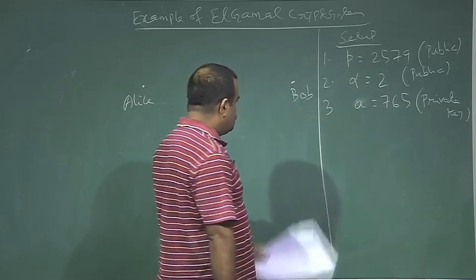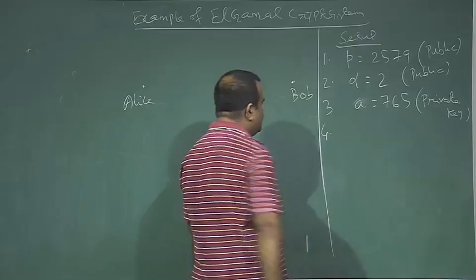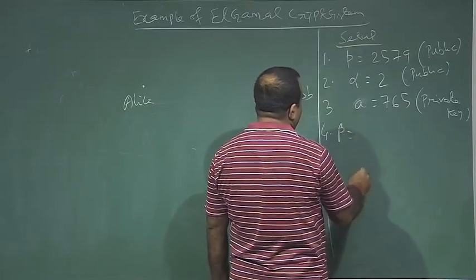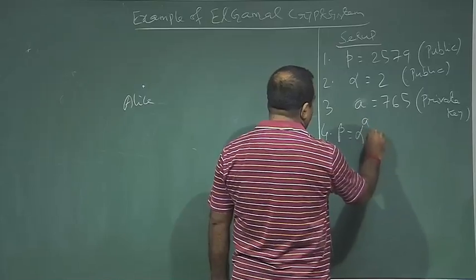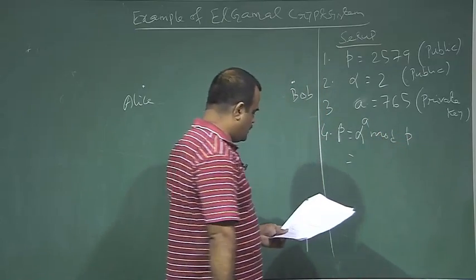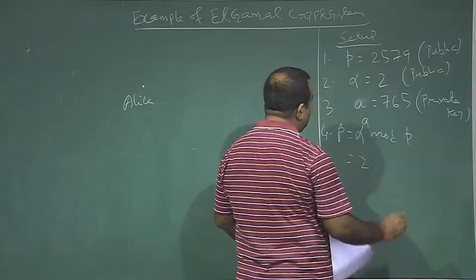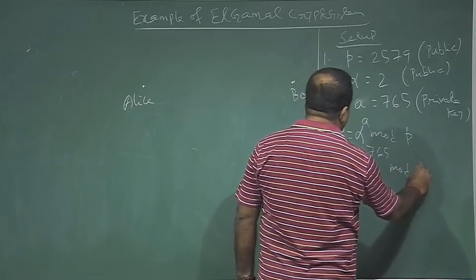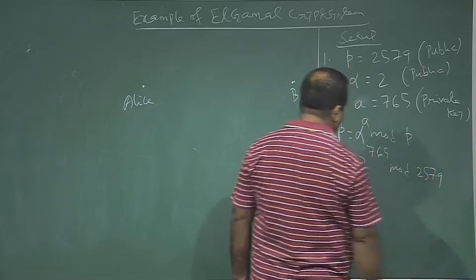Okay. Now, we have to calculate the beta. So, beta is basically alpha to the power A mod P. So, this is basically 2 to the power 765 mod 2579.